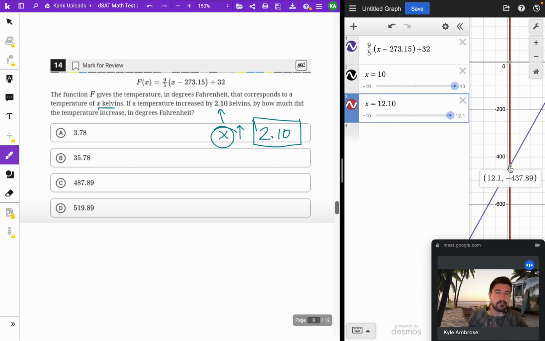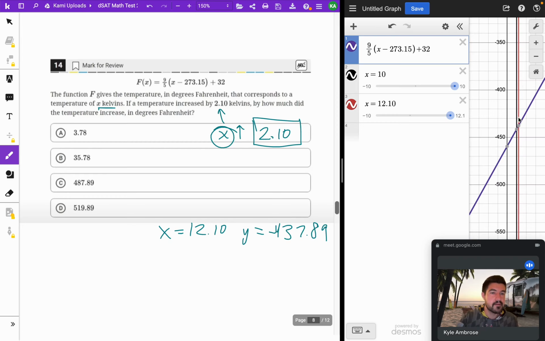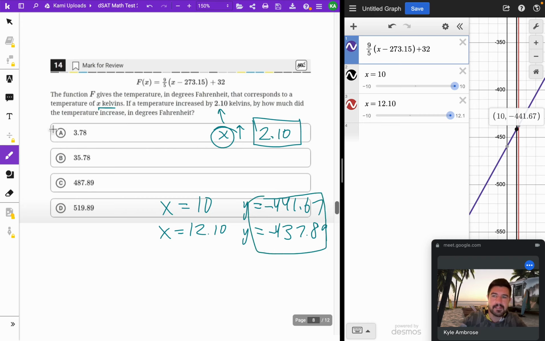I might need to write these down. So when x is equal to 12.10, y is equal to, the intersection point, negative 437.89. And when x was 10, y was negative 441.67. So the question is, what is that difference? Well, you probably could tell from 441 to 437, it's about 3 or 4. That's the only answer that makes sense. That's not a difference of 35 or 487 or 519.